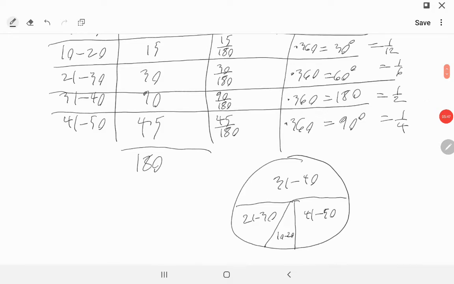So we notice pie charts are just a different way of displaying the data from a frequency histogram. And this winds up being a little bit easier to tell which group is going to have the largest percentage.